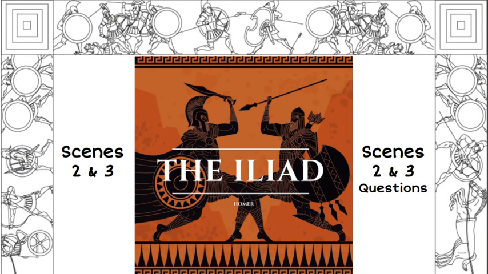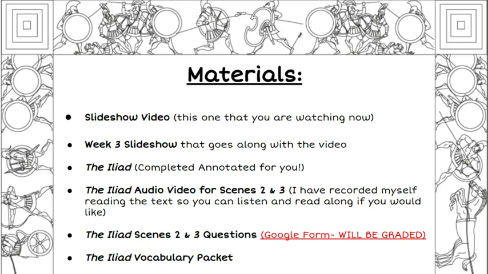Once again, scenes 2 and 3 will need to be read, and then you will need to respond to the questions for scenes 2 and 3 of the Iliad. The materials available to you in Google Classroom will be this video that you're watching right now, then the slideshow all on its own, so you can click through it at your leisure. You'll have the Iliad text that is completely annotated for you, just like last week. You'll also have an audio recording of scenes 2 and 3 if you're interested in listening to that as you read along.